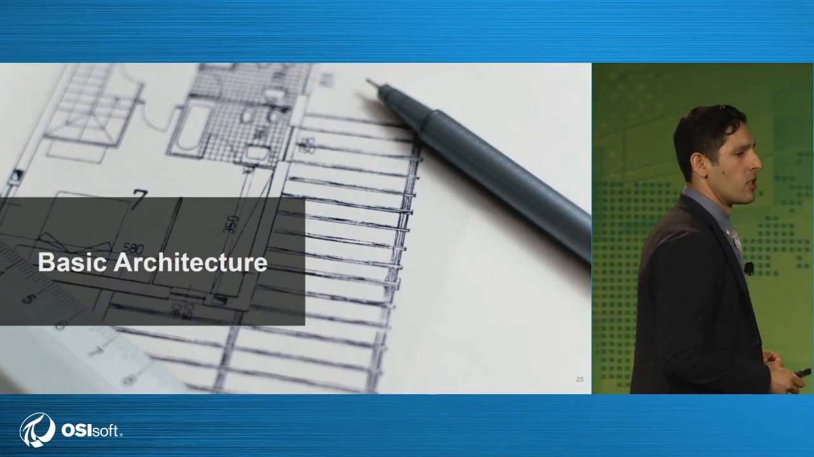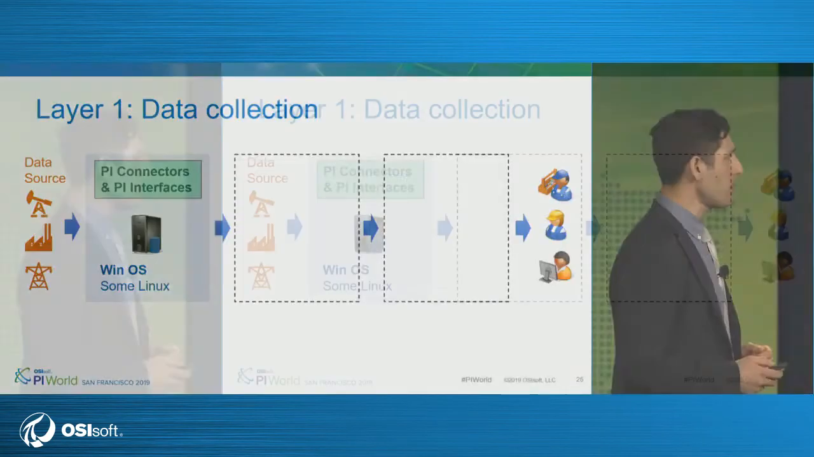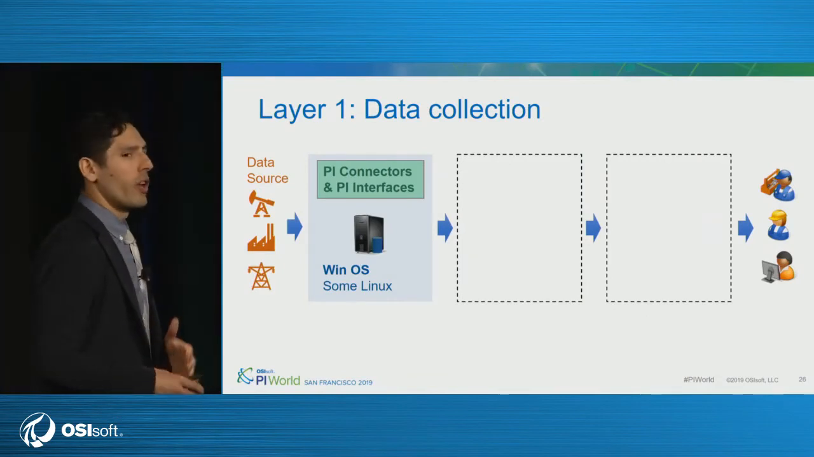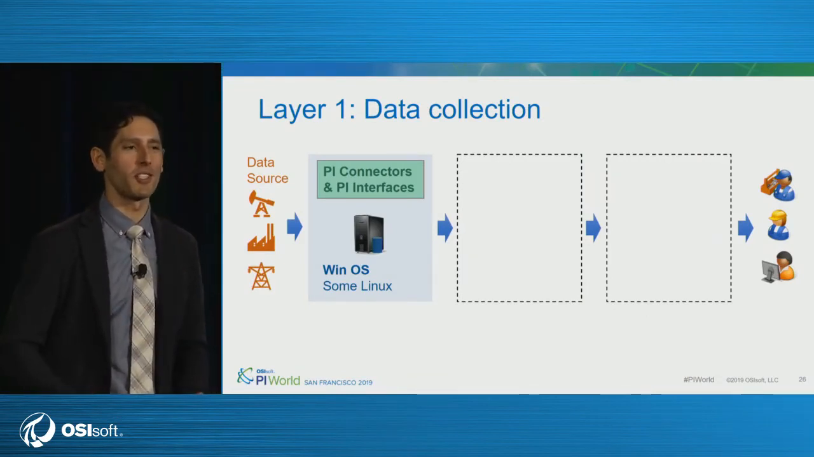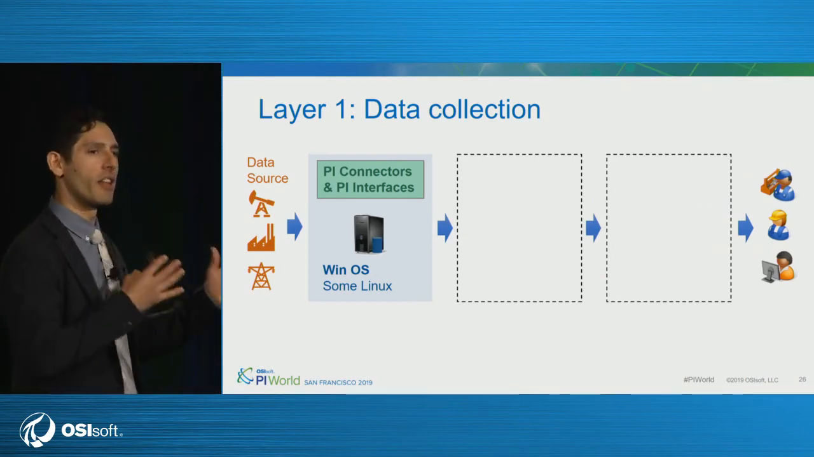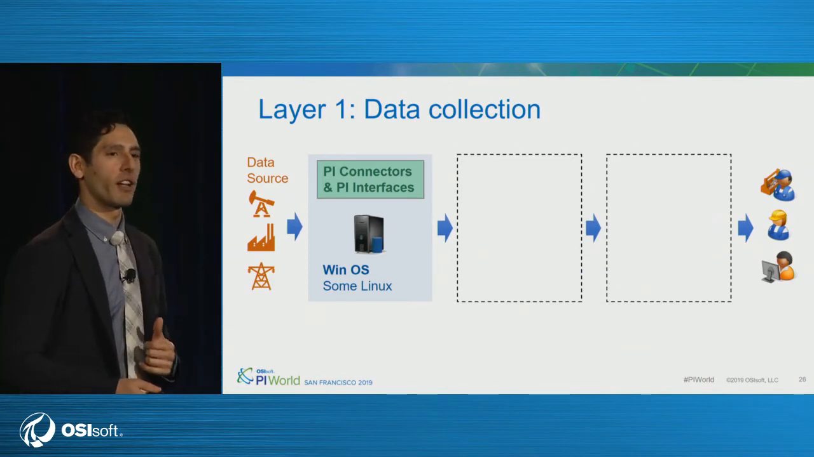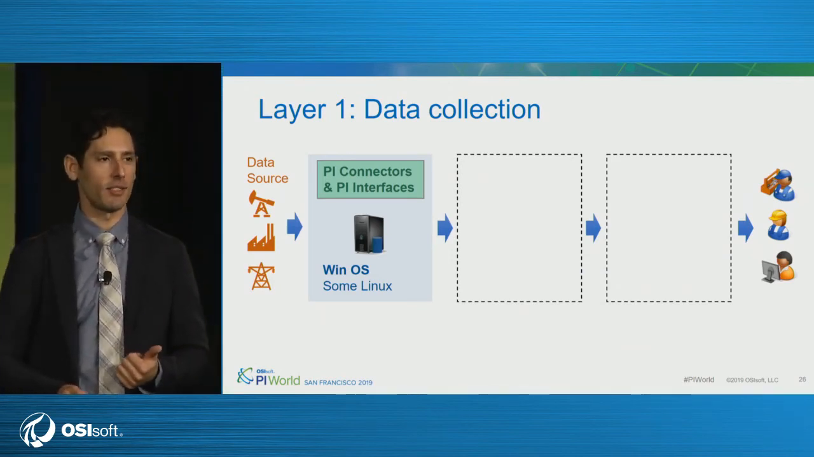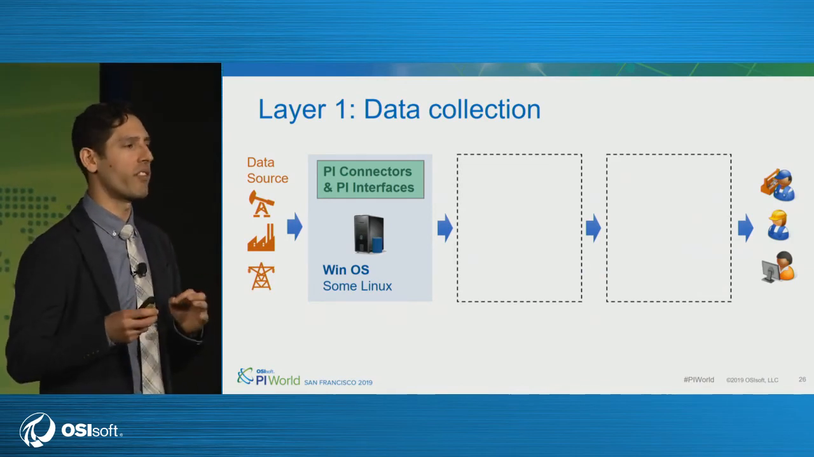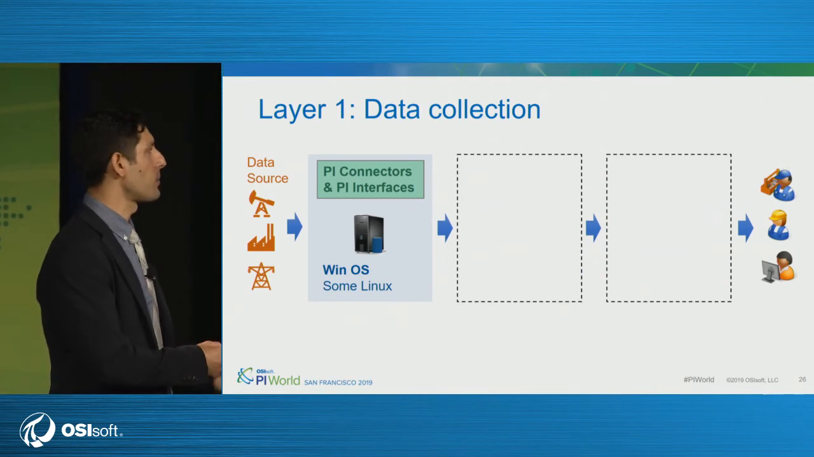OK, so moving to the last section here, I want to talk a little bit about architecture. If you go to any of the other tracks and you hear us talk about our technology, the people who work at OSIsoft, we like to think about things in this kind of data flow architecture pattern. So the first layer here is our data collection tools. This is what we call our Pi connectors and Pi interfaces. And this is really the first point of contact with the Pi system and the outside data source.